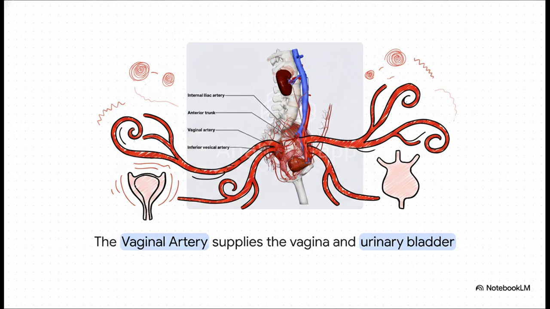This branch descends directly to supply the walls of the vagina and the base of the bladder. What's so beautiful about this biological design is the built-in redundancy. The vaginal artery forms these vital connecting loops, or anastomoses, with the descending branches of the uterine artery we just looked at. This ensures that even if blood flow fluctuates, the tissues stay perfectly oxygenated. Talk about a backup plan.